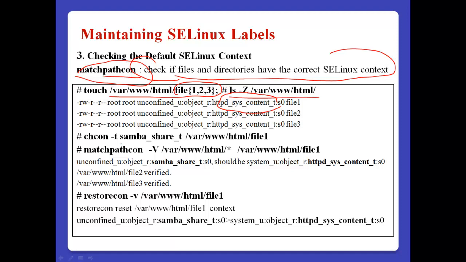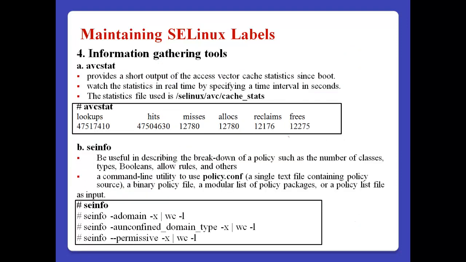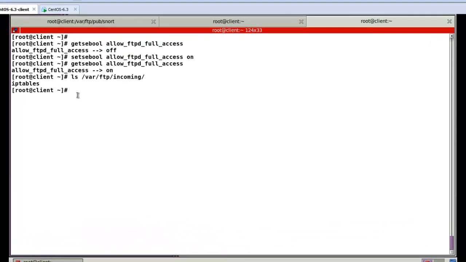And now try to change the type using chcon samba_share_t. Then we can see this type is changed. So here using the command matchpathcon -V /var/www/html/file1. Then we can see this one is changed. So using this command restorecon, the samba_share_t type will be changed back to the original type, httpd_sys_content_t. Okay, then let's try to test this one.